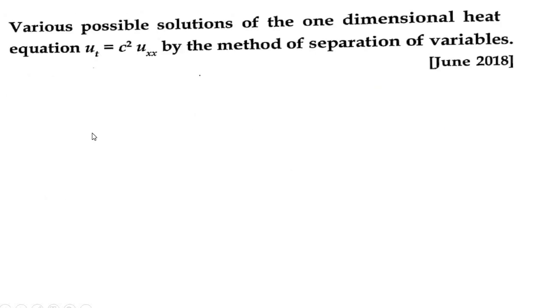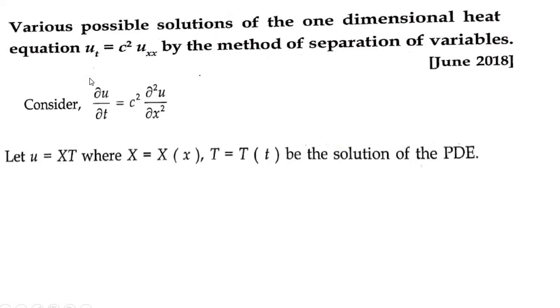Next we will move on to find the various possible solutions of the one-dimensional heat equation by the method of separation of variables. It's exactly similar to the wave equation, but instead of u_tt you will have u_t. The derivation of the heat equation will be taught in the next video. In today's class we'll study the solution of the one-dimensional heat equation: u_t = c² u_xx. So u_t can also be written as ∂u/∂t, and u_xx can be written as ∂²u/∂x².